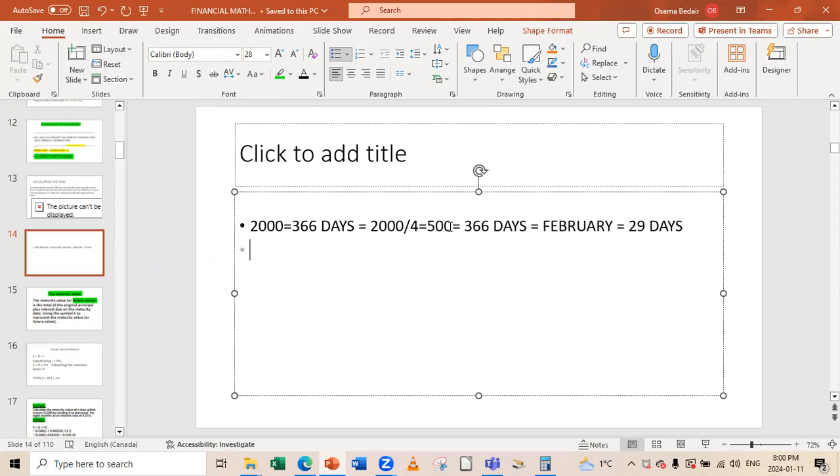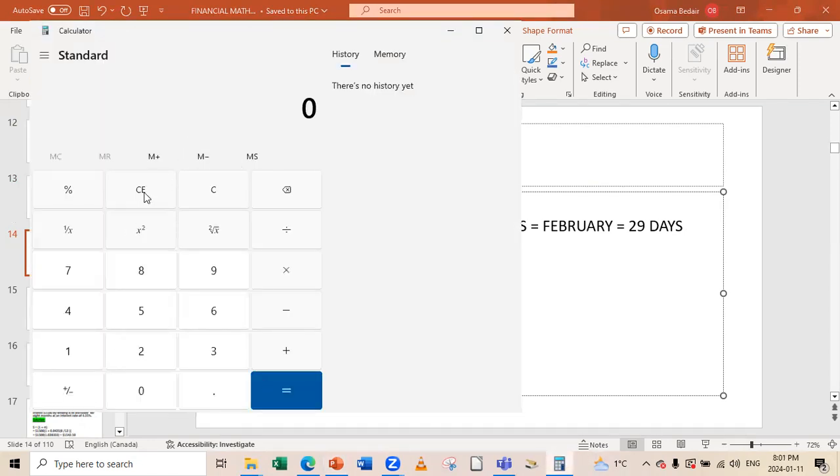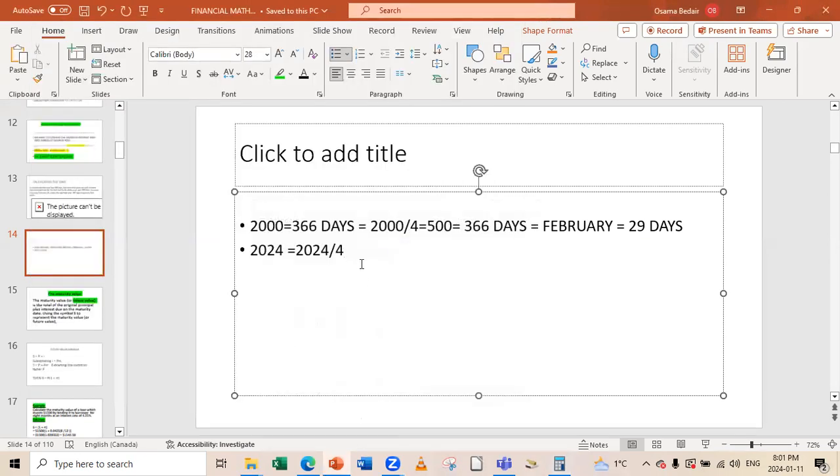But if it was like this, same thing also like 2024, which is this year. This year now we are in 2024. So 2024, when I divide by 4, let us go for it and see. 2024, and when I divide by 4, that will equal 506. This is an integer number. There is no fraction here. So that will equal 506.